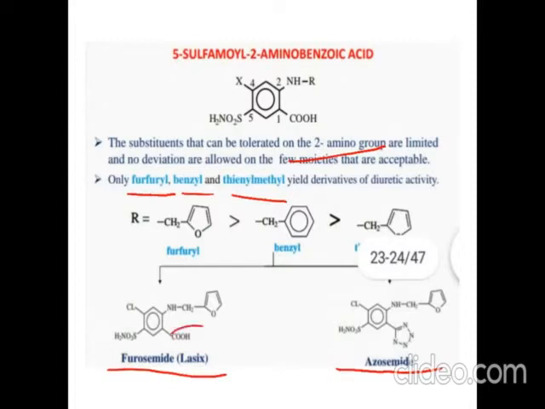As we have told, at the first position an acidic group is a must, but it can be replaced by a tetrazole ring. So in azosemide, this acidic group at the first position is replaced with the tetrazole ring.